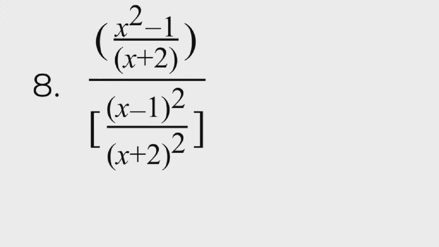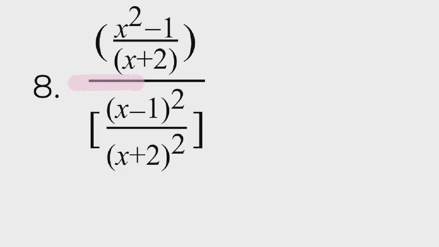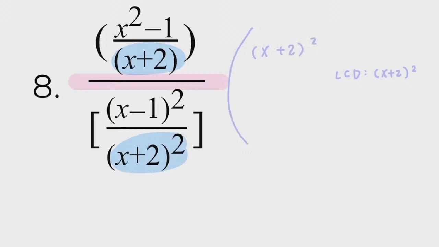In number 8, so here is the line that separates the two fractions. So we're going to look at the denominator of the numerator, so that's going to be x plus 2, and the denominator of the denominator is x plus 2 squared. So that means the least common denominator is going to be x plus 2 squared. So we're multiplying both numerator and denominator by x plus 2 squared. And this line here is the separation.